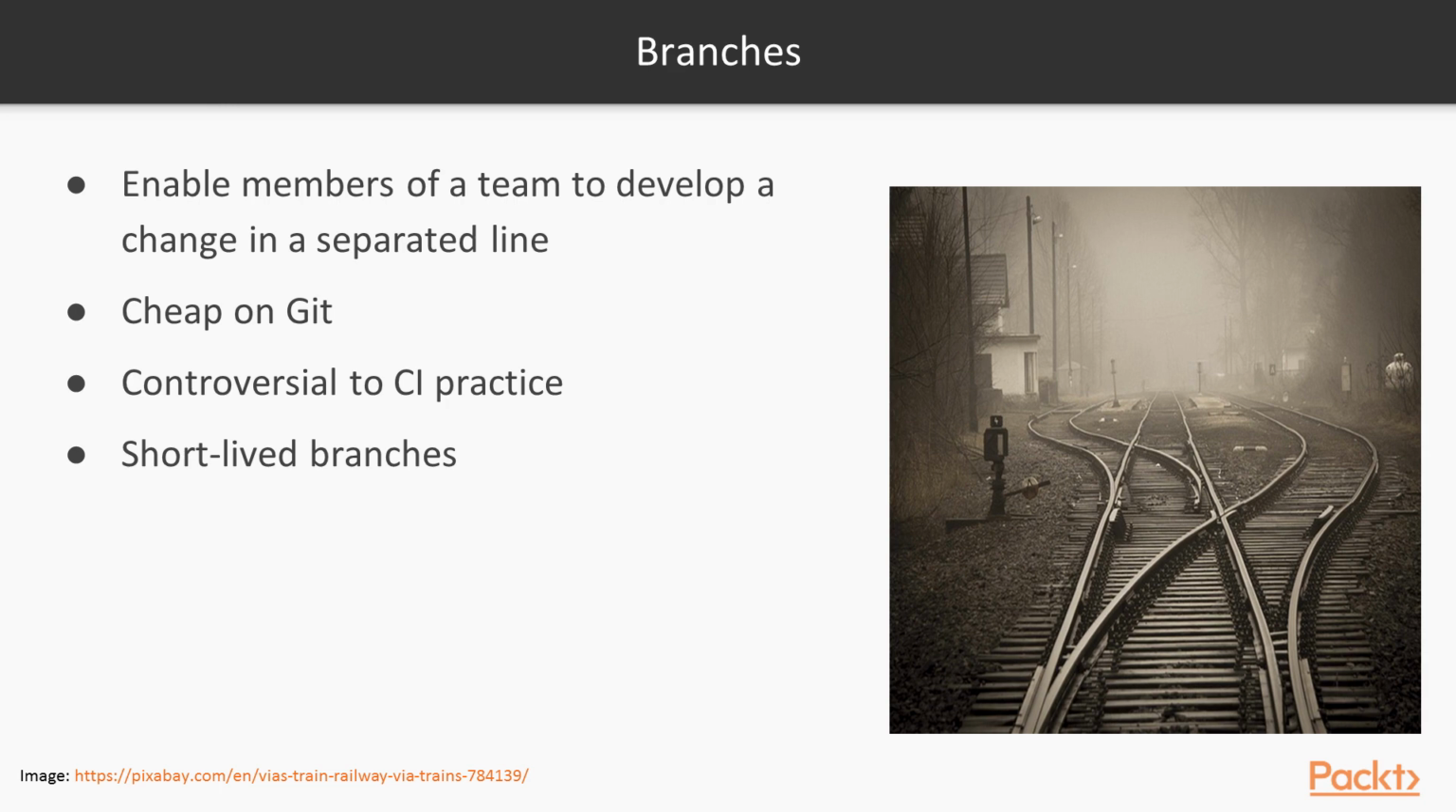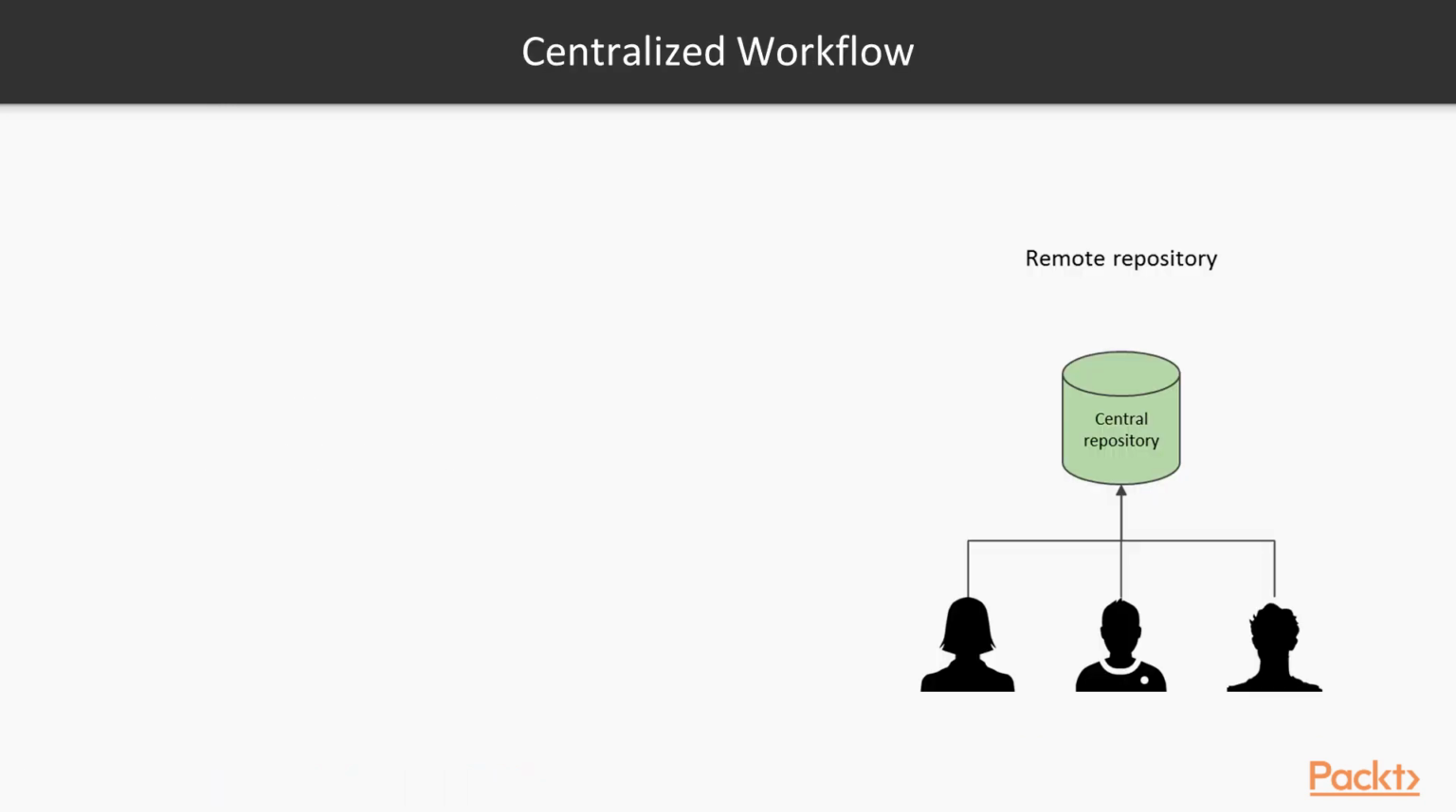Having branches is a little bit controversial from the CI point of view, which says that everyone commits to the main line every day. So, even if you need to create branches to work in a separated line of the code, you should have short-lived branches and merge the master branch to your branch every day. On Git, branches are relatively cheap, which encourages you to create branches and also merge them back to the main line. Now let's understand the centralized workflow.